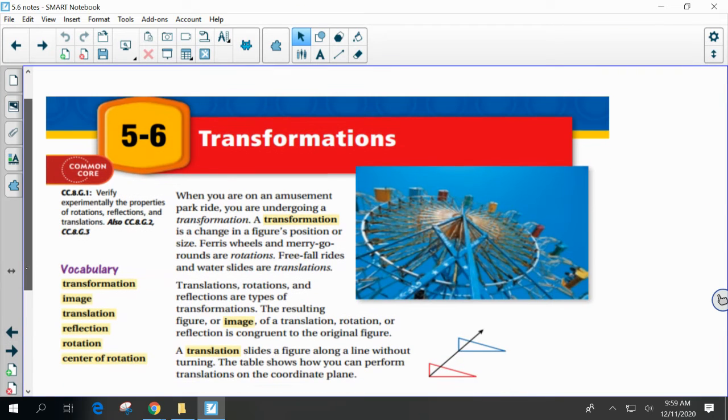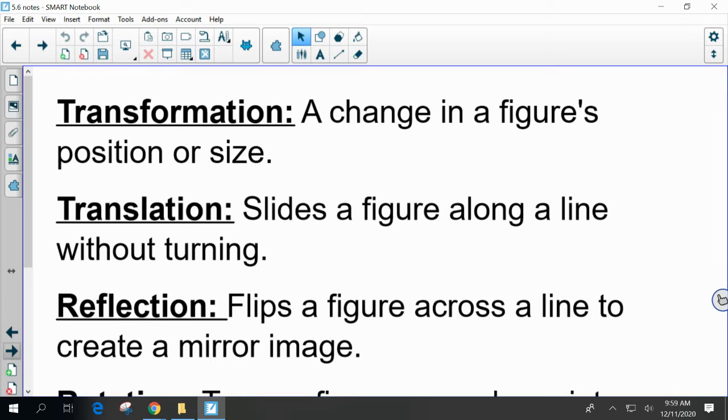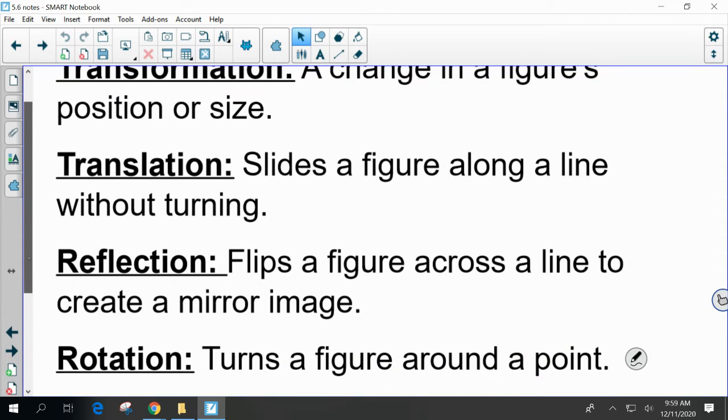All right, so we are talking about 5.6 transformations today. You will need to pause your video and write down these vocab words. There are 3 on the front and 1 on the back.